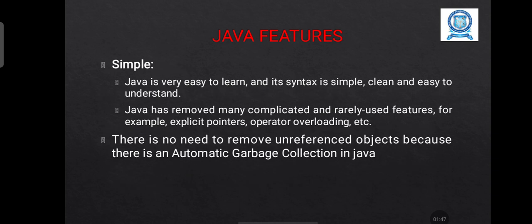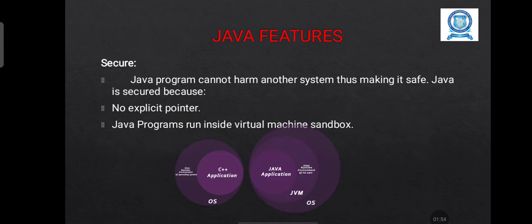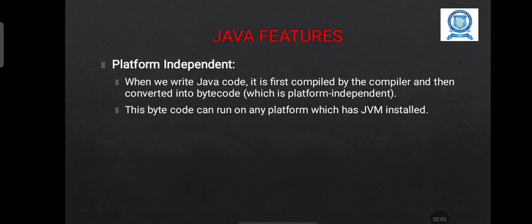And Java is a simple language. It is very easy to learn, and the syntax is simple, very clear and easy to understand. And it is more secure. A Java program cannot harm another system, thus making it very safe. Then it is platform independent. When we write Java code, it is first compiled by the compiler and then converted into bytecode. So it is platform independent. The bytecode can run on any platform which only needs a JVM, Java Virtual Machine.